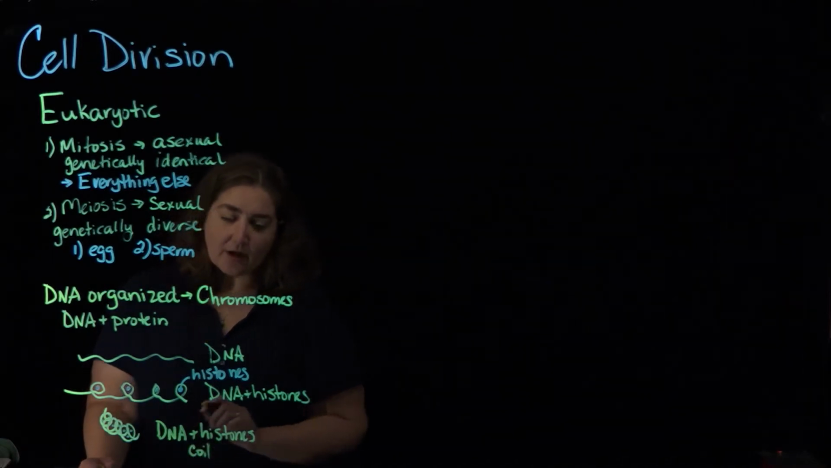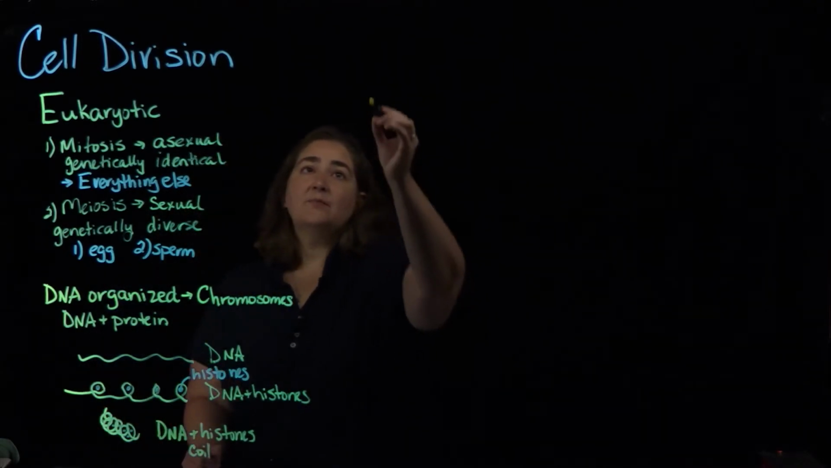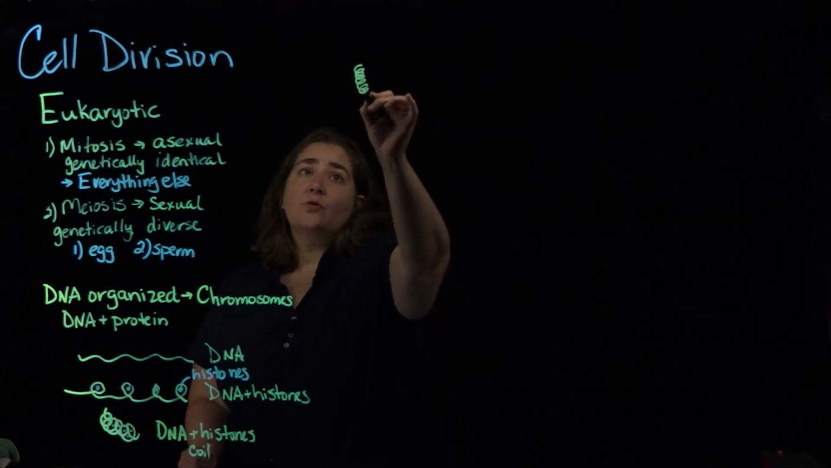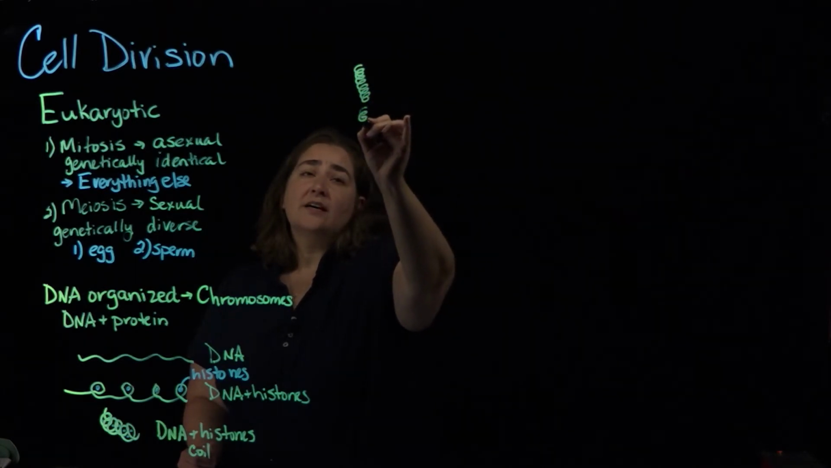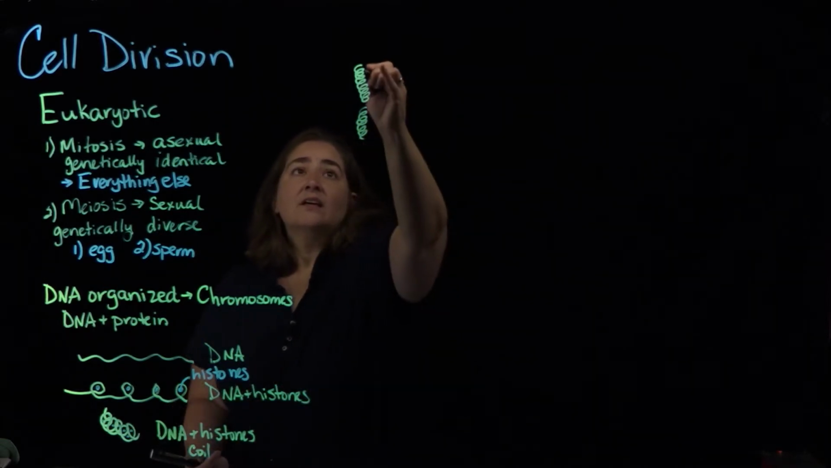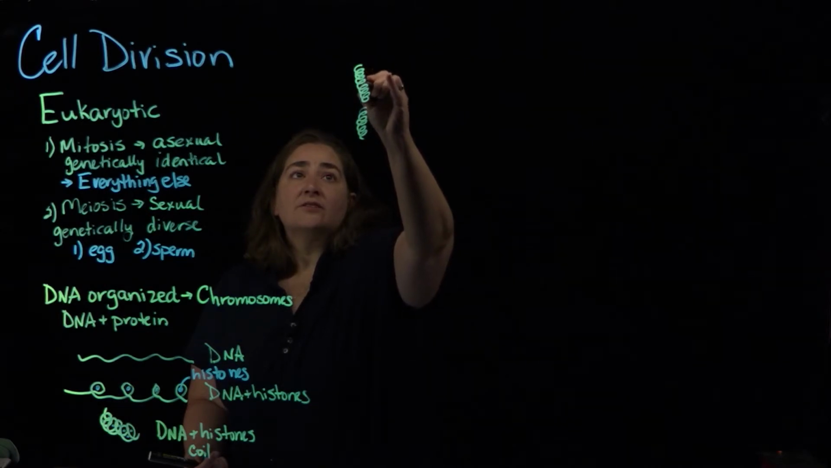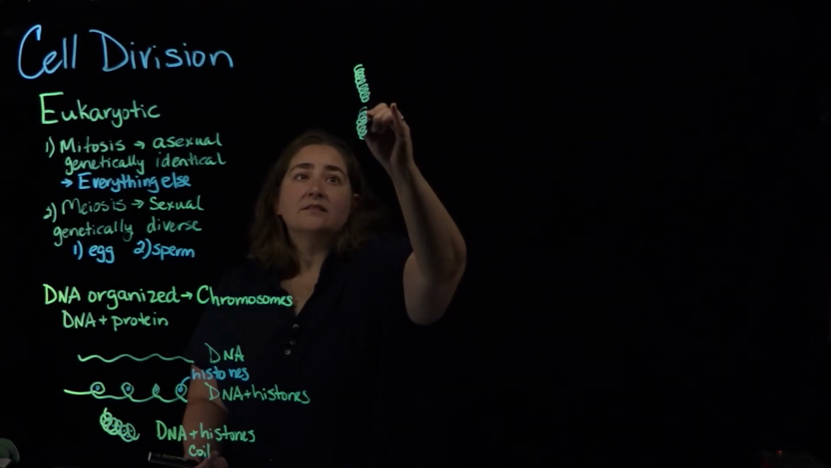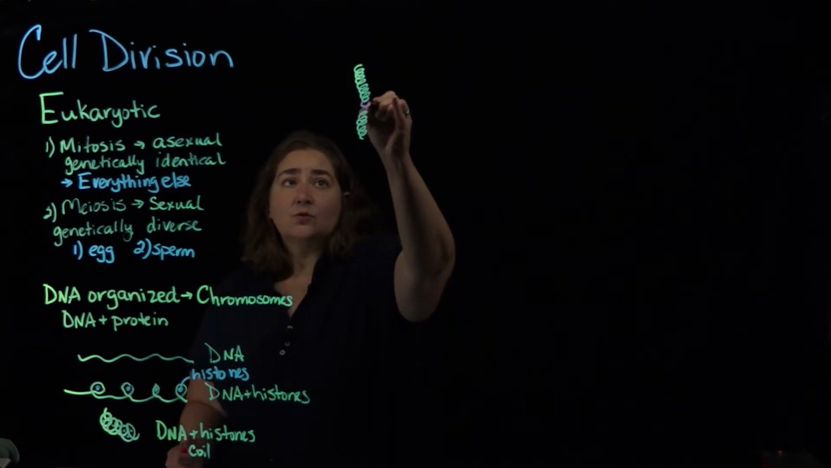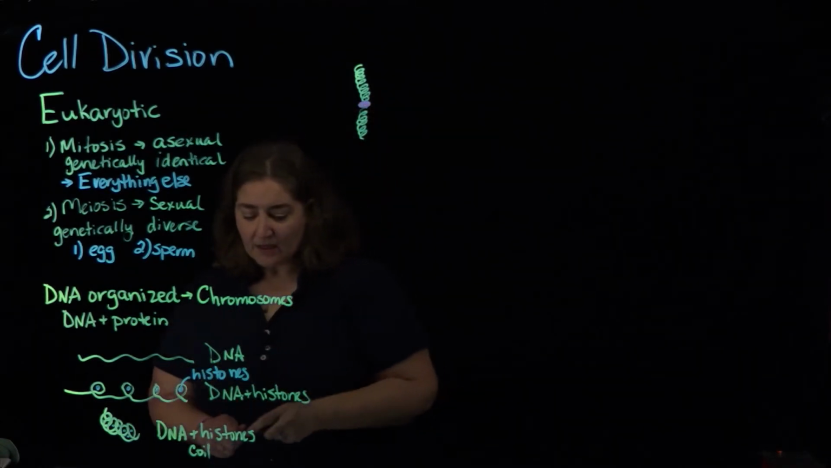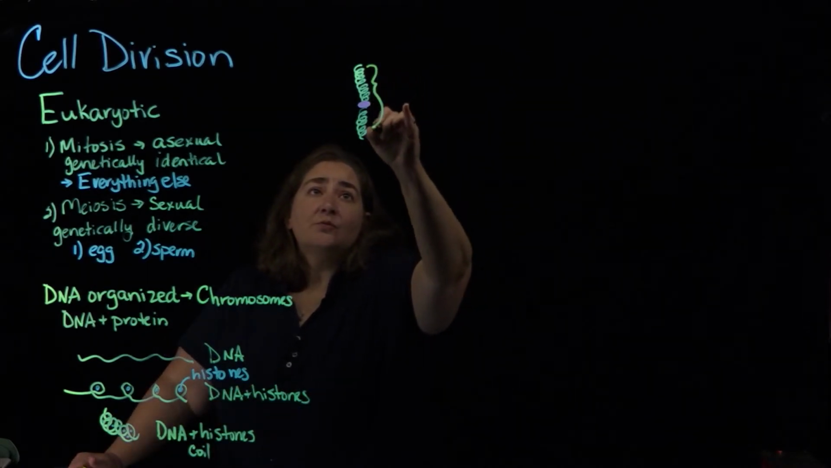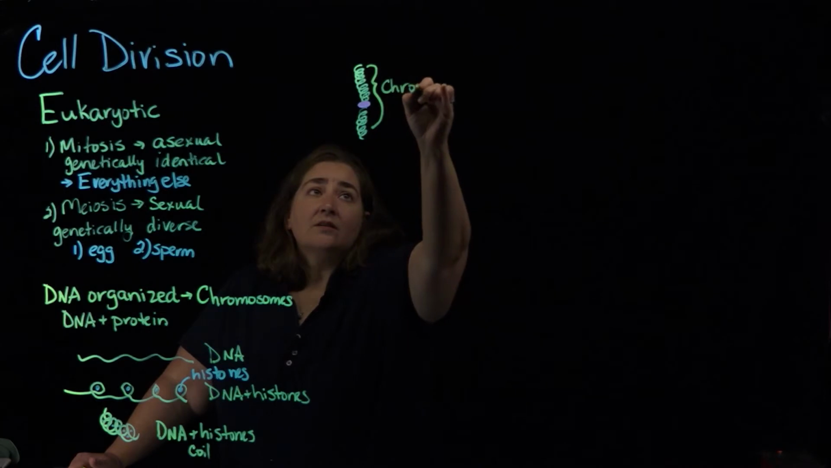These are going to coil up, and eventually that DNA and the histone will coil up into a nice tight structure. And I'll draw the histones in here like that. And then we're going to have a little bit that connects those two. What that's going to do, it's going to coil up into our chromosome.